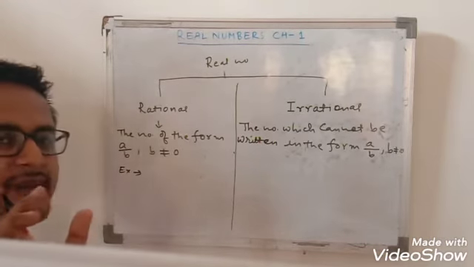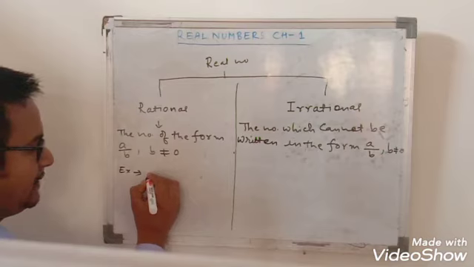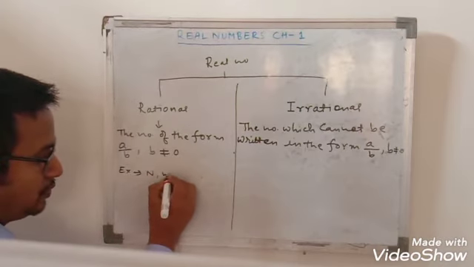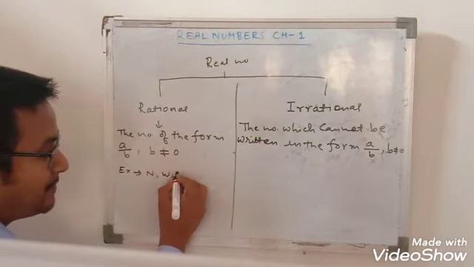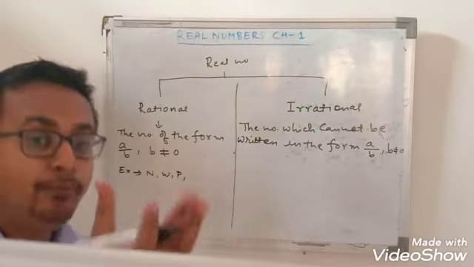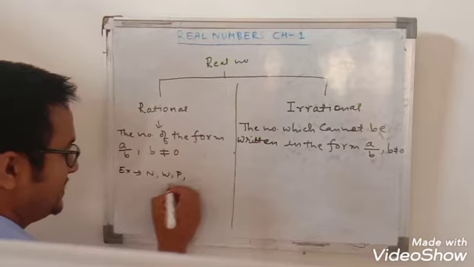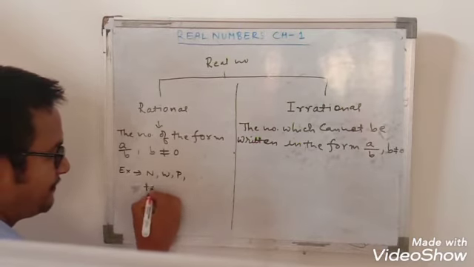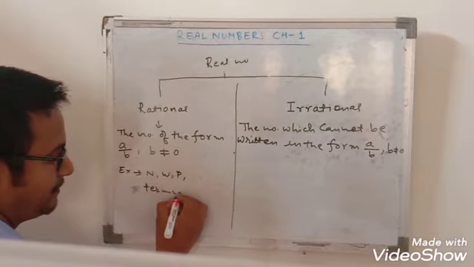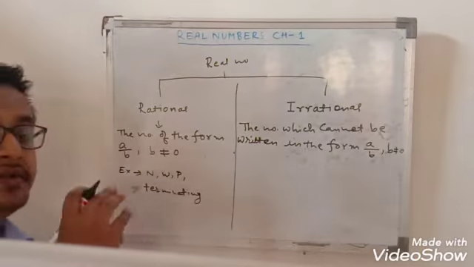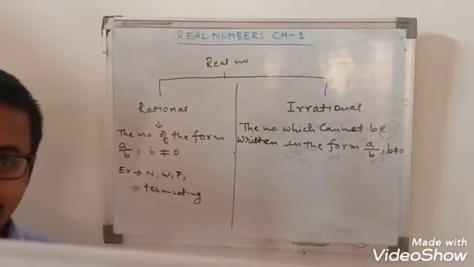In examples, those basic terms you did in class 9: natural number, I am writing by symbol, natural number, whole number, prime number, even number, odd number, composite number. And terminating decimal and non-terminating repeating decimal are also rational numbers.